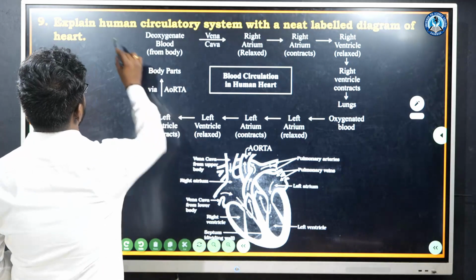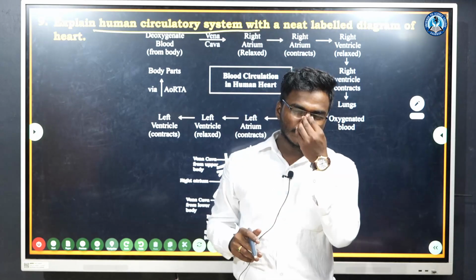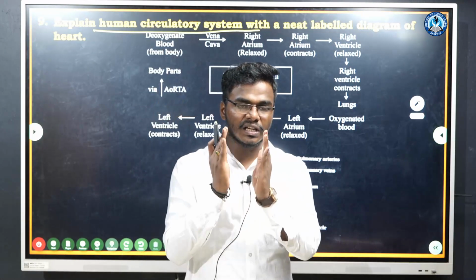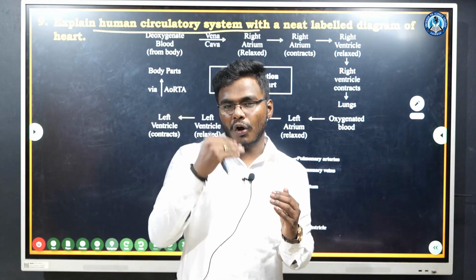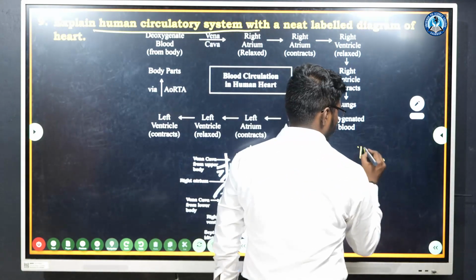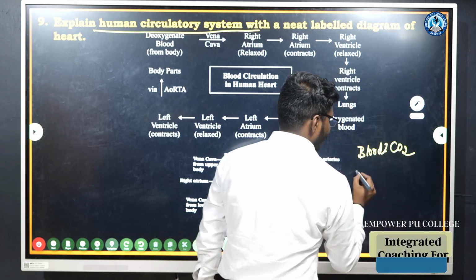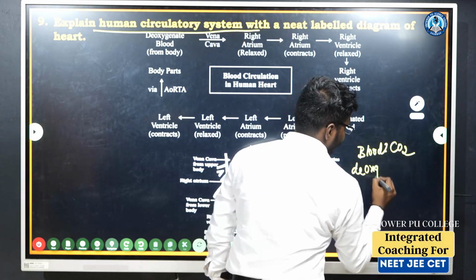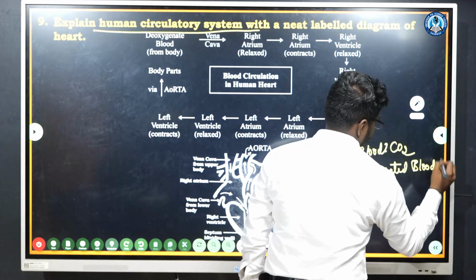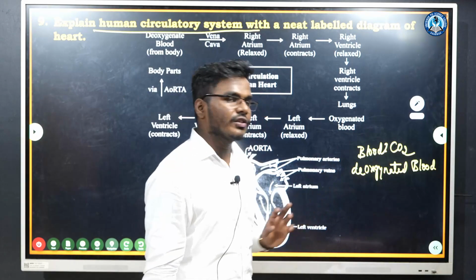So it is the human circulatory system. As we all know, since we respire, the cells in our body take in oxygen and give out carbon dioxide. So the blood which is rich in carbon dioxide is called deoxygenated blood.